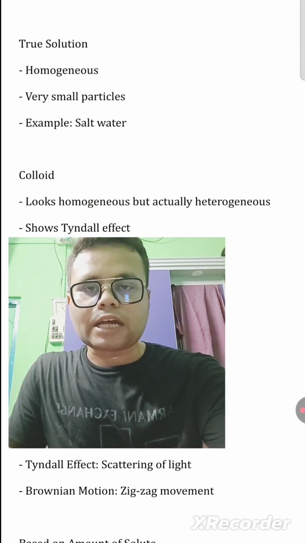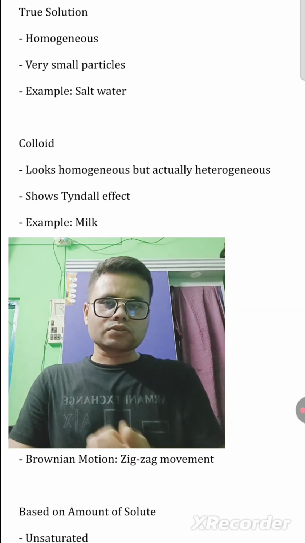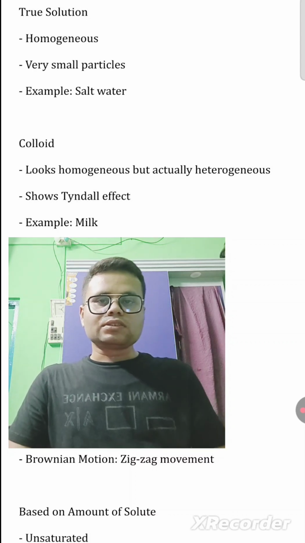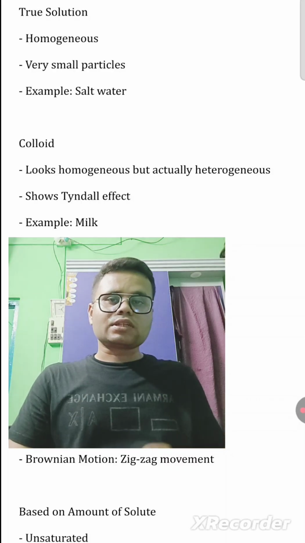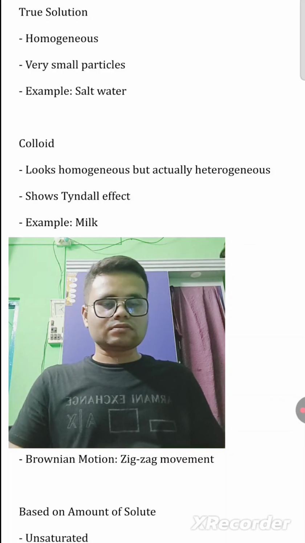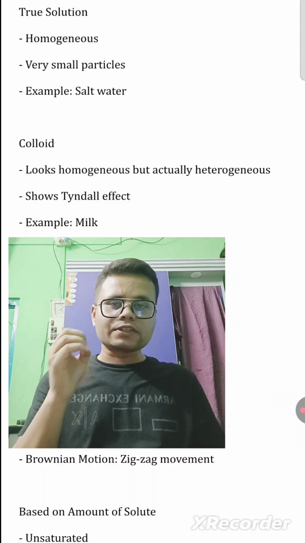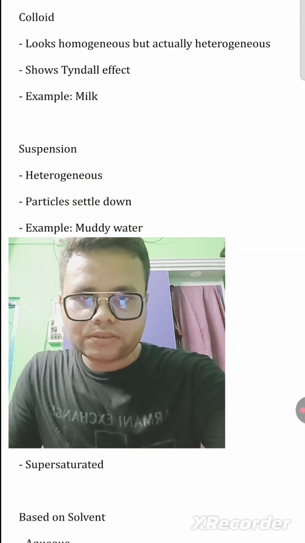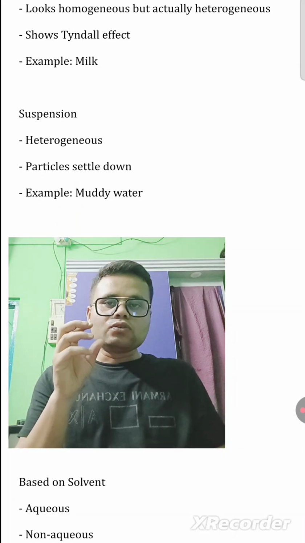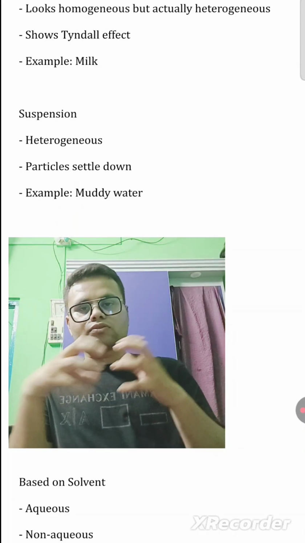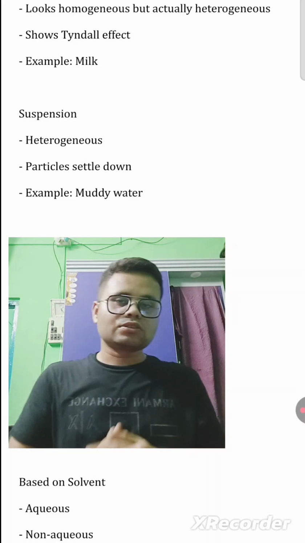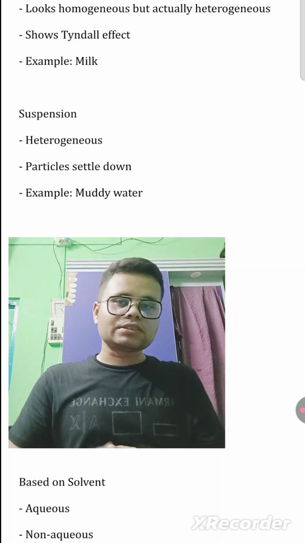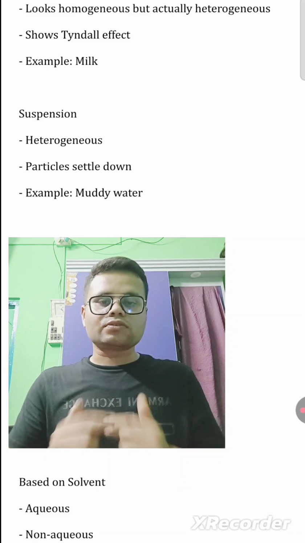After that, the types of solution. A true solution is homogeneous with very small particles. For example, salt and water are examples of true solutions. Next, colloid. A colloid looks homogeneous but is actually heterogeneous. It shows the Tyndall effect. For example, milk is a colloid.